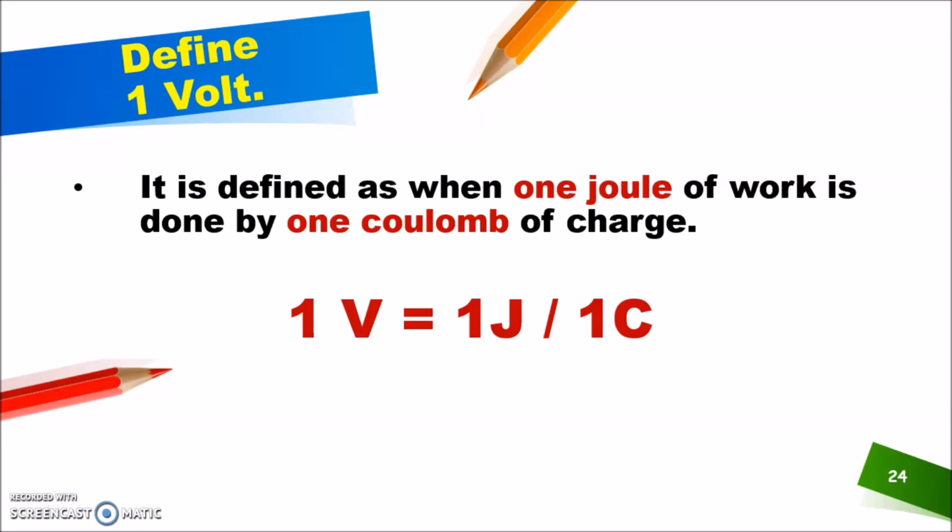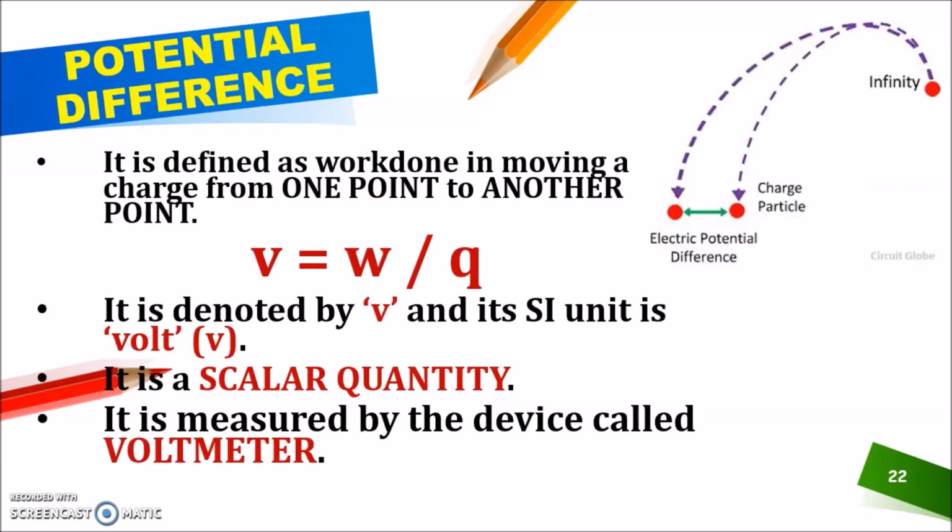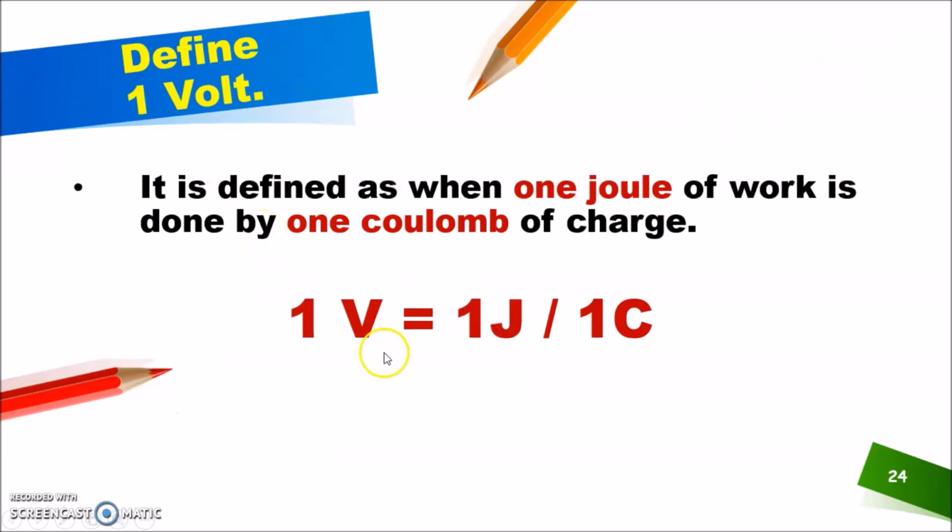Next is 1 volt. It is very much similar to the first question, which was to define 1 ampere. This is 1 volt. If I put 1 joule here and 1 coulomb here, I'll get 1 volt here. Like this, 1 joule per 1 coulomb equal to 1 volt. So from this we can define 1 volt as 1 joule of work done by 1 coulomb of charge. Is it clear? Now it is very simple to understand.